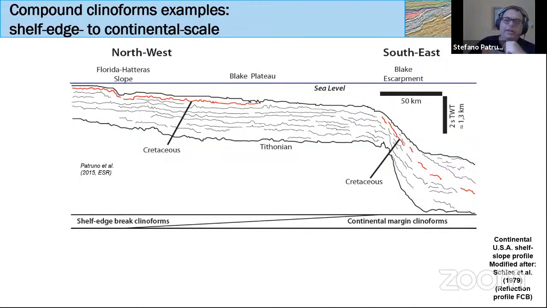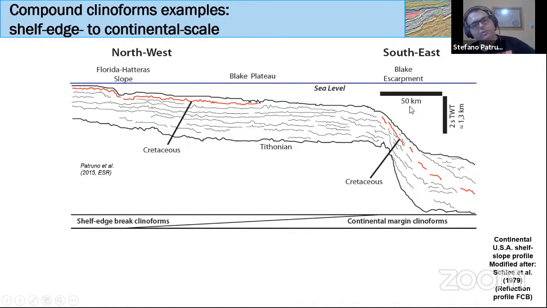And let's see some examples. That's an example coming from one of the seminal papers, Schlee et al., 1979, Florida-Hatteras and Blake Escarpment. We are looking at very big clinoforms, the Florida-Hatteras slope. This vertical bar represents more or less 1.3 kilometers. This essentially is shelf edge scale, and that is the Blake Escarpment, which represents the continental margin.